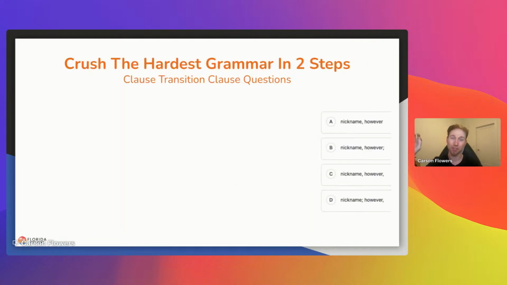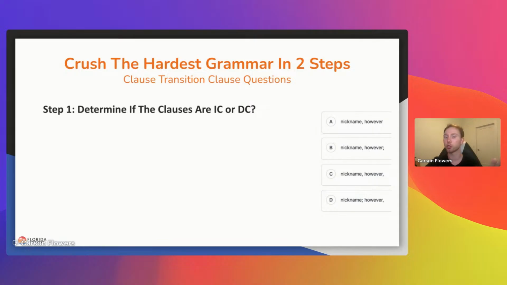Let's move on to one of the hardest grammar concepts on the test. It's clause transition clause questions. You can identify these because if you look at the answer choices to the right, it has a noun and then a transition, a disagreeing transition. That is the telltale you are answering these types of questions. And that's really important to watch out for these. So here's how you solve.